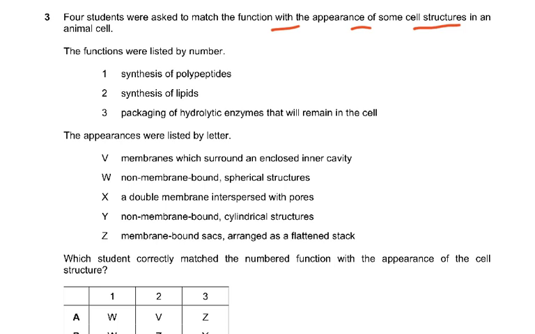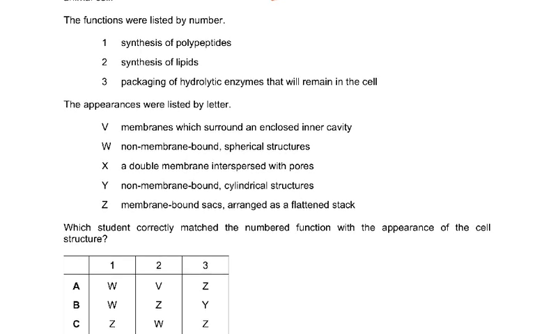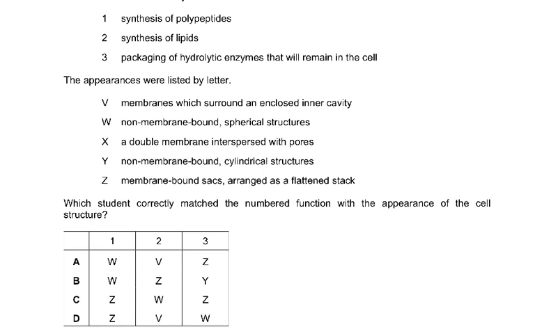The appearances were listed by letter V, W, X, Y, Z. Which student correctly matched the numbered function with the appearance of the cell structure? Now you know synthesis of polypeptides is on the ribosomes. So what are ribosomes? Ribosomes is W, non-membrane bound spherical structure. So W has to be 1.